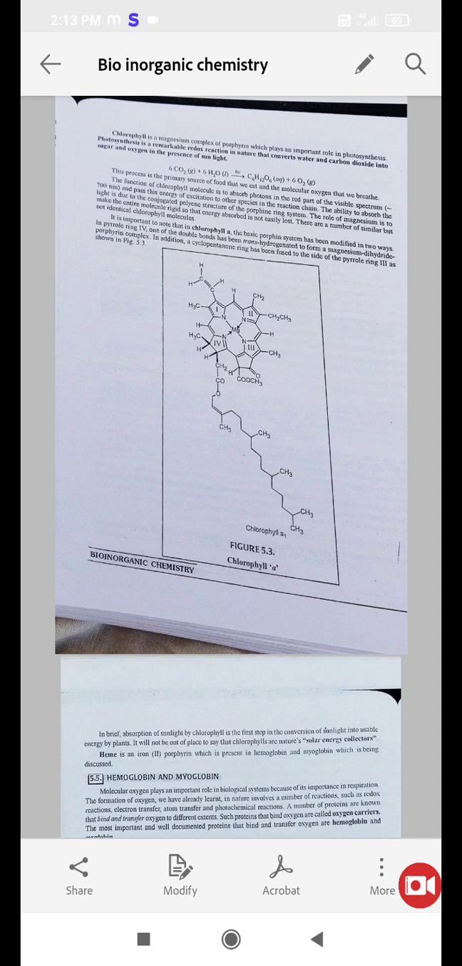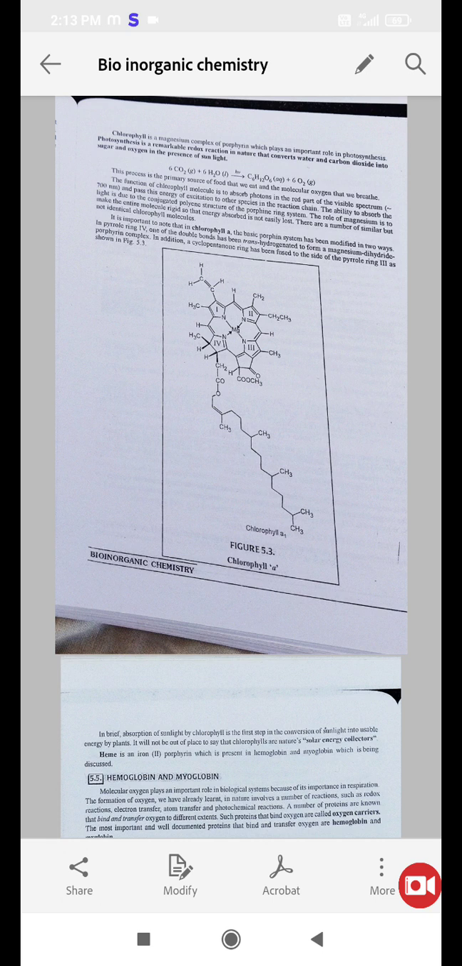This is the reaction. Carbon dioxide and water will give glucose and oxygen. This process is the primary source of food that we eat and molecular oxygen that we breathe. The function of the chlorophyll molecule is to absorb photons in the red part of the visible spectrum and pass this energy to excitation of other species in this reaction chain.